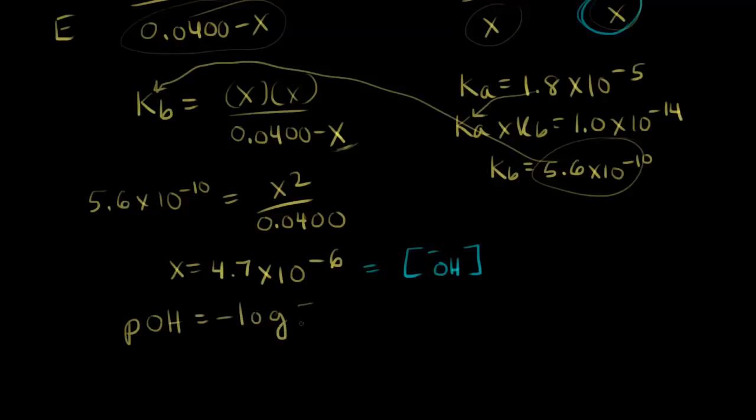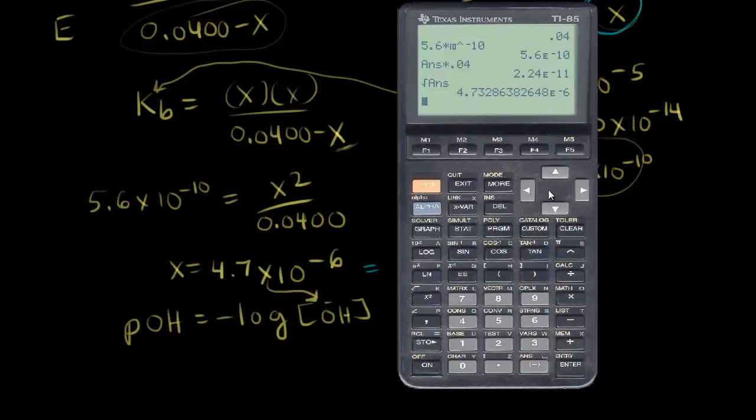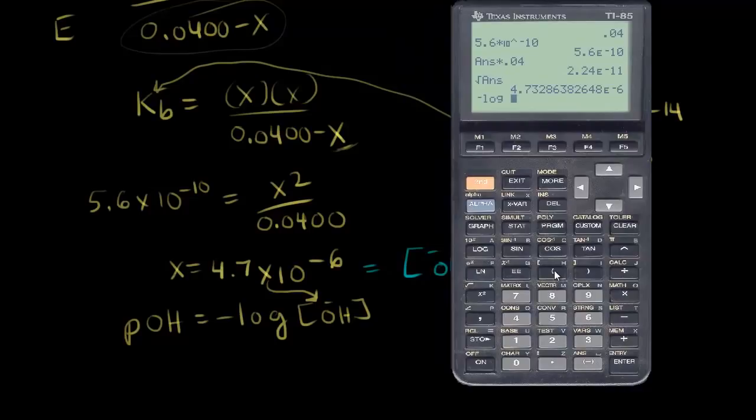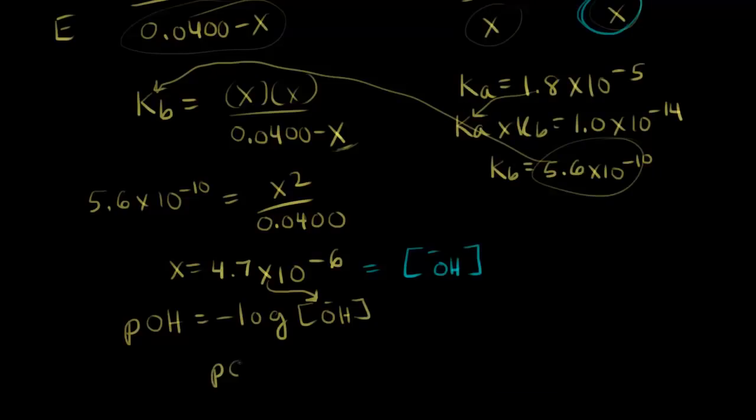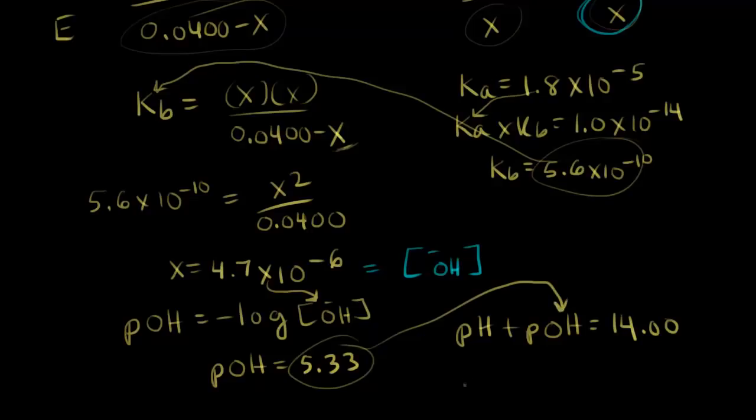pOH is equal to the negative log of the concentration of hydroxide ions. So we plug that in here and solve for the pOH. Negative log of 4.7 times 10 to the negative 6 gives us a pOH of 5.33. And one more step: pH plus pOH is equal to 14. So if we plug in our pOH, pH is equal to 14 minus 5.33, which is 8.67.